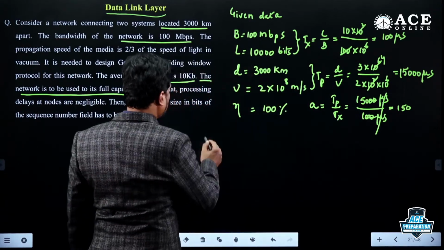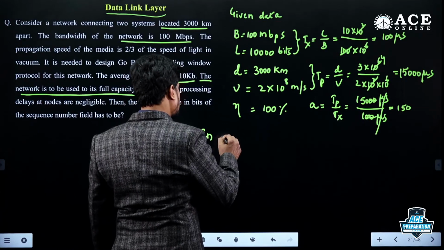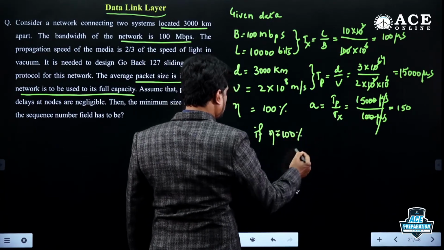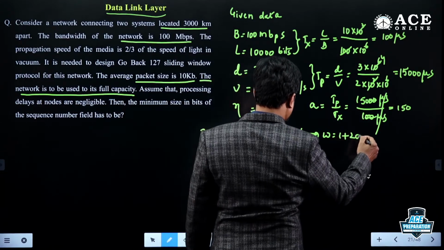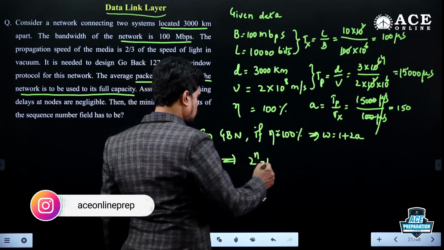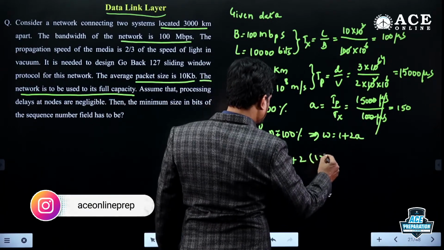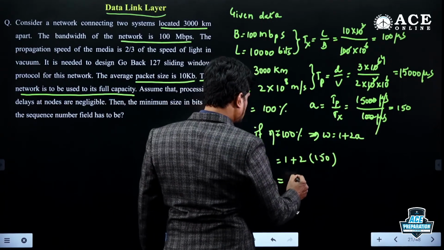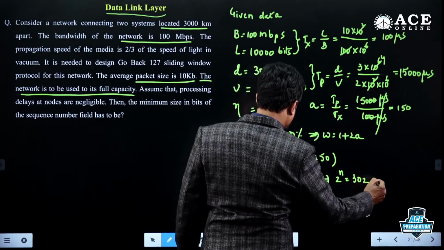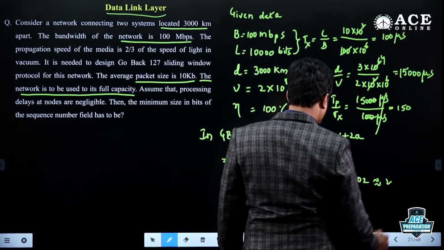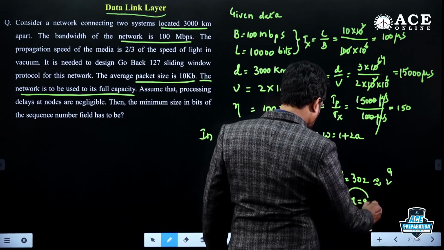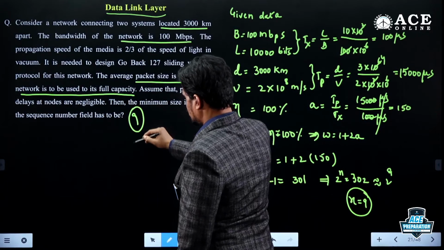A is 150. And you know that in Go Back N or in sliding window, if efficiency is given as 100%, then what is the condition we have? W is equal to 1 plus 2A. So what is W? In Go Back N, W is 2 to the power n minus 1, which is equal to 1 plus 2 into 150, which is 301. So I can write this as 2 power n is equal to 302. Now tell me for what value of n I can have 302 frames, that is 9 bits. So the n value is 9. 9 bits is the answer for this question.